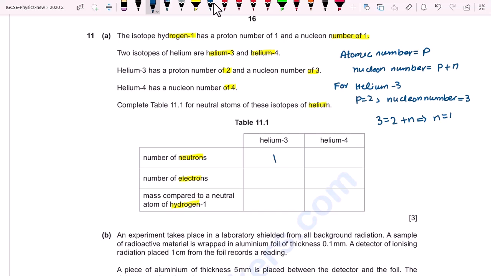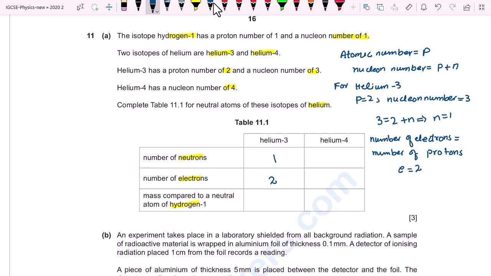Second, I have to find out the number of electrons. As you know, the number of electrons in the shell must be equal to the number of protons inside the nucleus. That's why I write number of electrons must be equal to number of protons. It means that the number of electrons will be equal to 2 for helium-3. I write here 2.